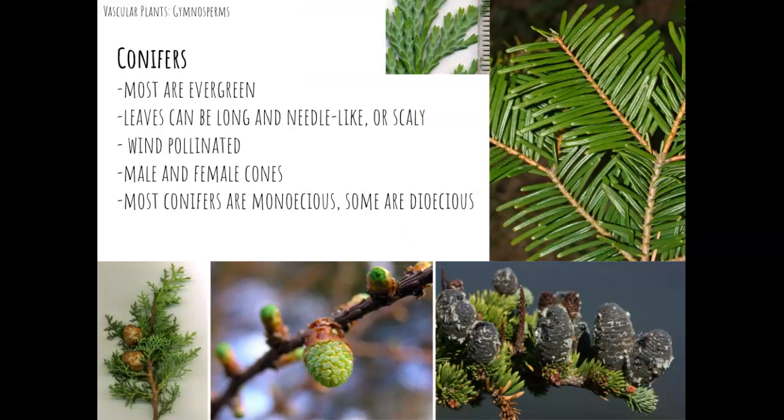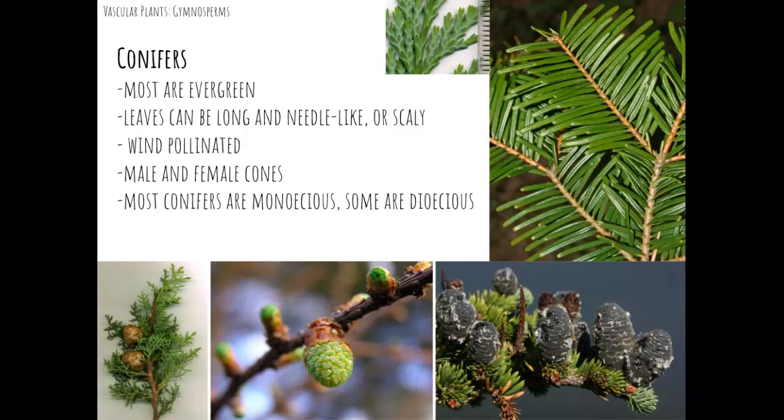The last type of gymnosperm are the conifers, and these are probably the types of gymnosperms that you are more familiar with. So these are things that are evergreens. On a conifer, the leaves can be long and needle-like, like something you would see on a fir or a pine tree, or it could be sort of scaly, like you would see on a juniper or a cypress tree.